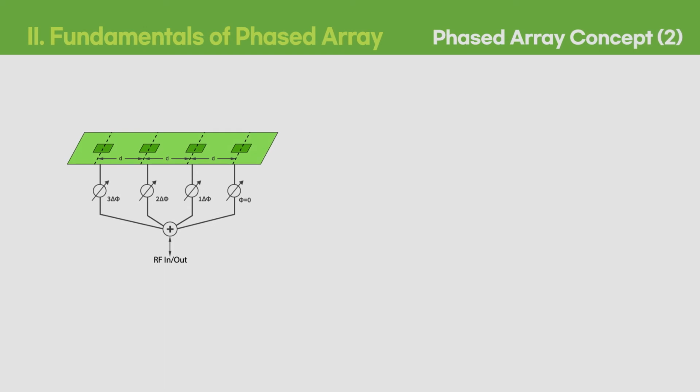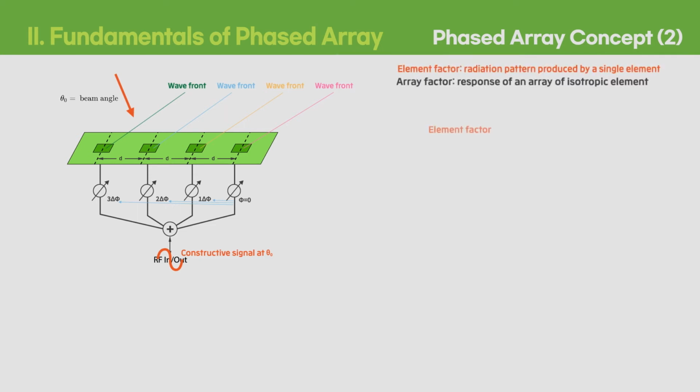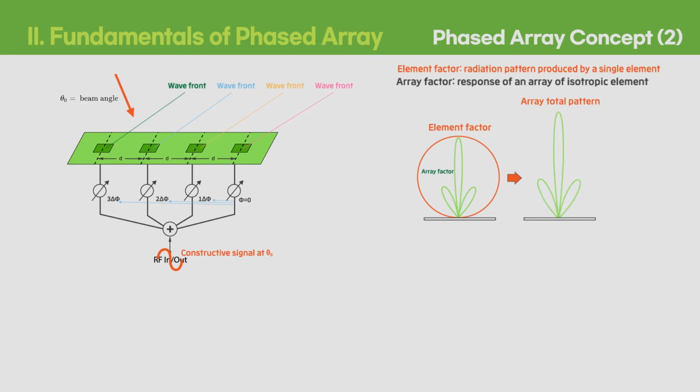Consider a 1-by-4 receive antenna array with a phase shift of delta phi set to each antenna element for a beam angle of theta. Then, due to the phase delay made by each path, only the incident waves from the desired angle will be constructively combined at the RF in or RF out. Thus, the total array pattern is formed by the combination of the element factor and array factor.